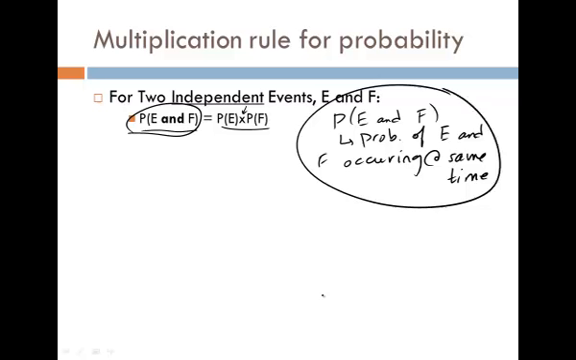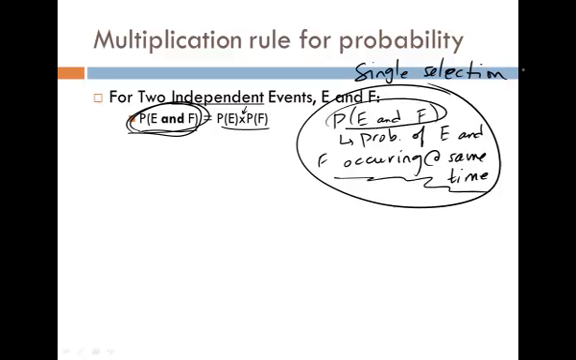This example is used when we have a single selection or a single trial. Okay, so in a single selection, notice we have the exact same notation here, but it means something different. Here it means that they're occurring at the same time, like the case of the ace and the heart, right? The ace of hearts. That is the probability of both of those occurring at the same time. This is saying we're getting E on the first trial and F on the second trial. Okay, so we just multiply the probabilities if they're independent.